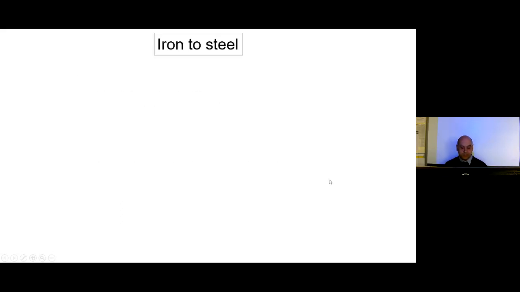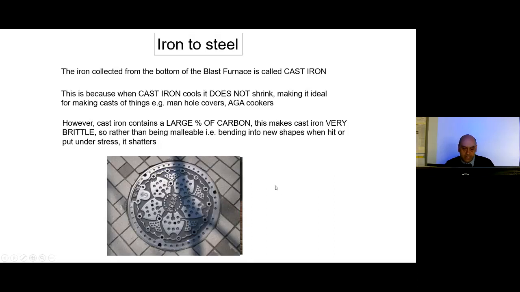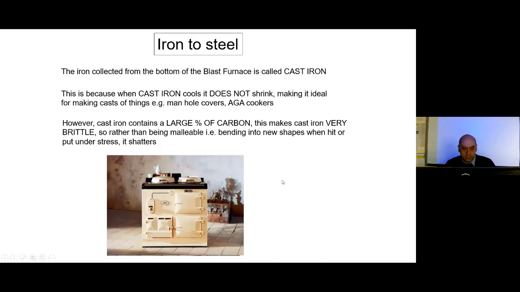Now, I'm just going to whiz through this bit of the slide because I want to get onto electrolysis. I'm going to leave it here for you. It's the iron to steel. Iron, when it comes out of the blast furnace, has too much carbon in it, and that makes the iron very brittle. So to convert iron into steel, they remove the carbon. Okay, so it's cast iron to steel. And I'll just leave that there for you.